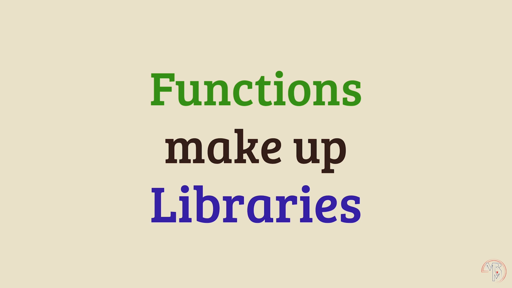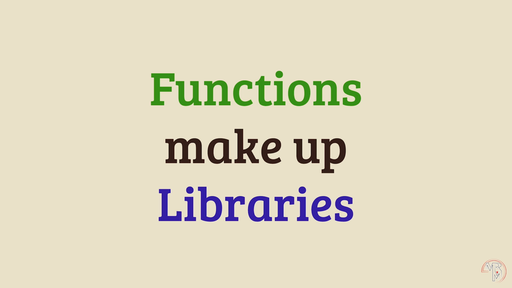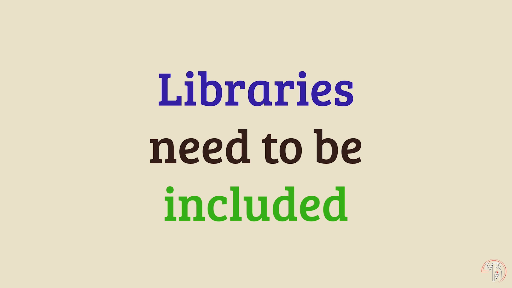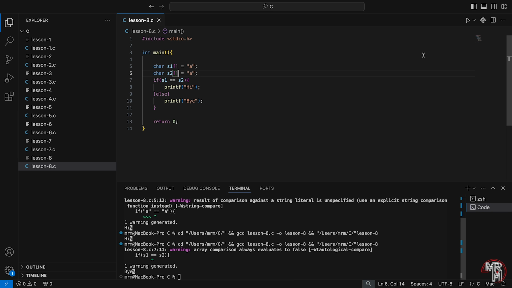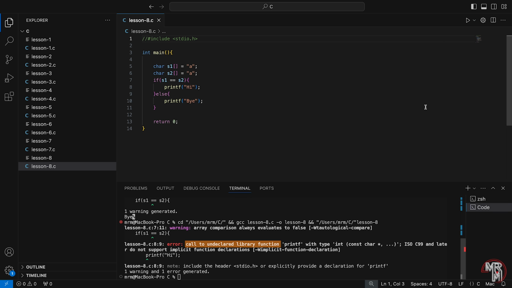Functions in C make up libraries. A library is simply put a file that contains a bunch of functions. If you want to use a function defined in a library, you need to include that library in your code. And we do include a library named stdio here at the top of our code. Now this stdio stands for standard input and output, and it contains functions that can be used for input and output, such as scanf and printf. And if we remove this include and try running the code, we will get an error saying that we're trying to call an undeclared function.